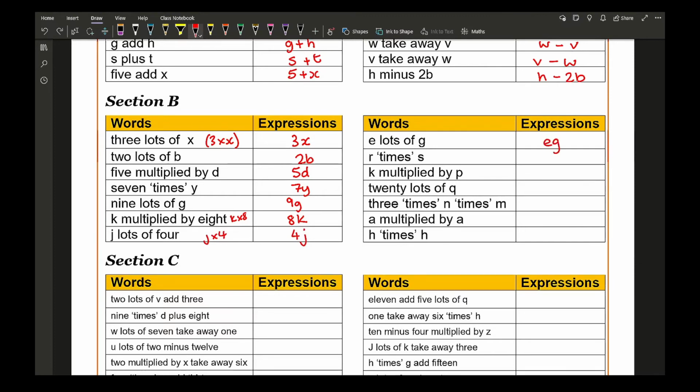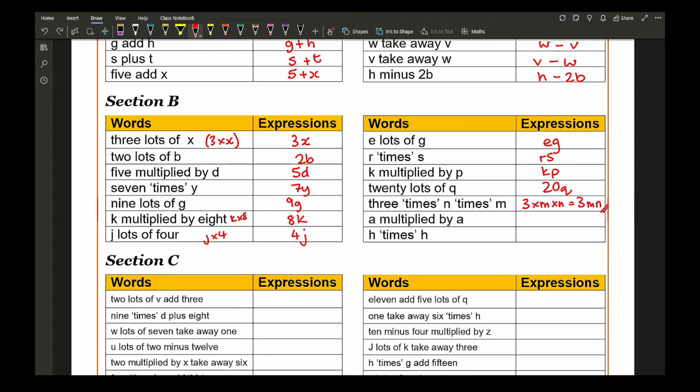R times S is RS. K multiplied by P is KP. 20 lots of Q is going to be 20Q. 3 times N times M, so that's going to be 3 times M times N, which equals 3MN.